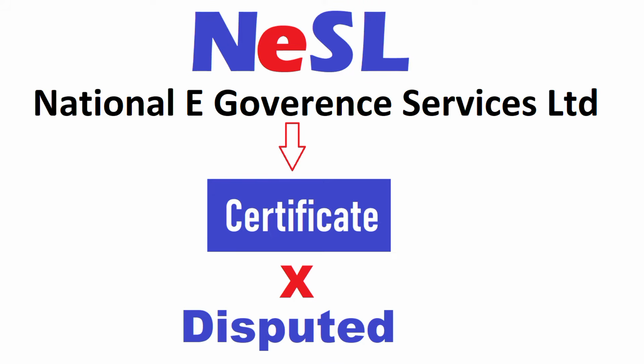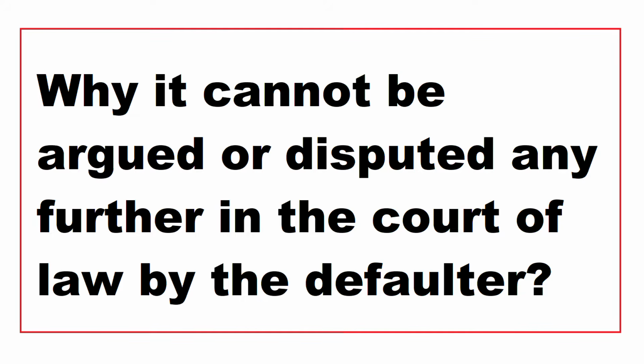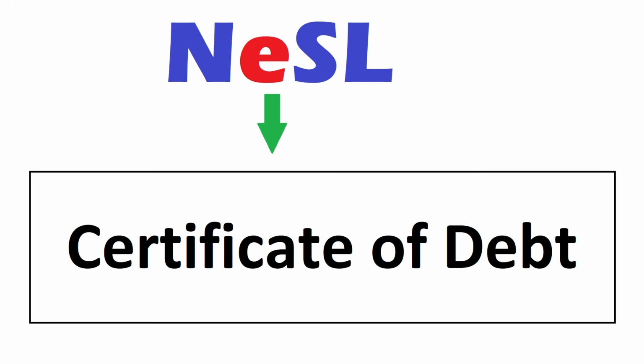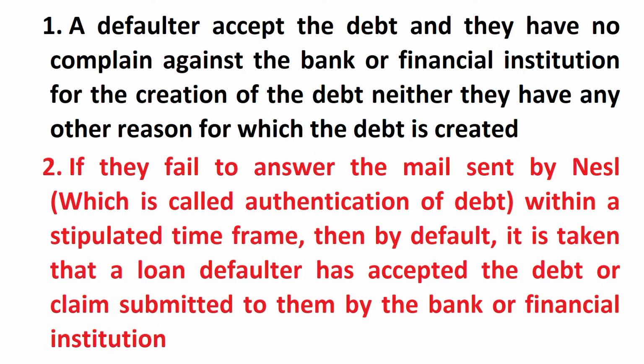So the question arises, why can it not be argued or disputed in the court of law by the defaulter? This is because Nesl gives the certificate to the bank or the financial institution only when, number one, a defaulter accepts the debt and they have no complaint against the bank or financial institution for the creation of the debt, neither they have any other reason for which the debt is created.